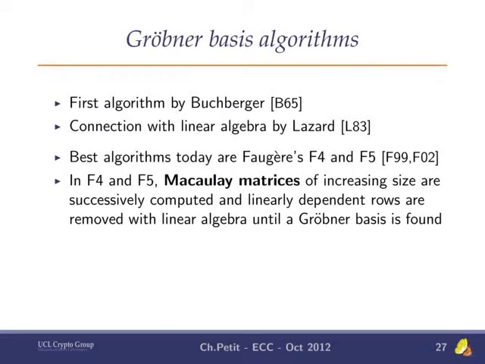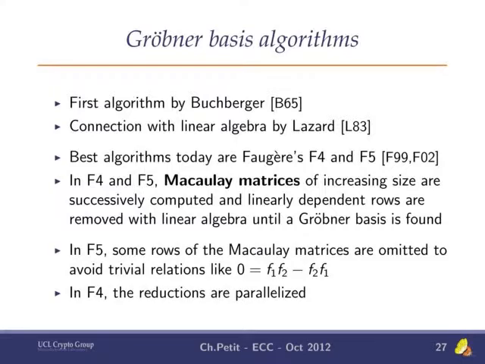The best algorithms today are F4 and F5. Since in this algorithm we don't know this maximal degree, the degree where we have to go, what they do is start with some degree and do the linear algebra, and if it's not enough, they increase the degree, put in more polynomials, and do linear algebra again. F5 and F4 have some tricks to optimize, for example to avoid some trivial reductions.